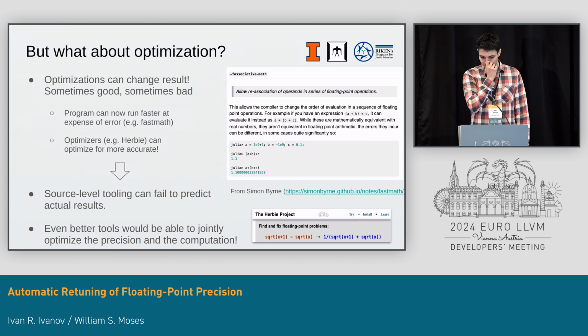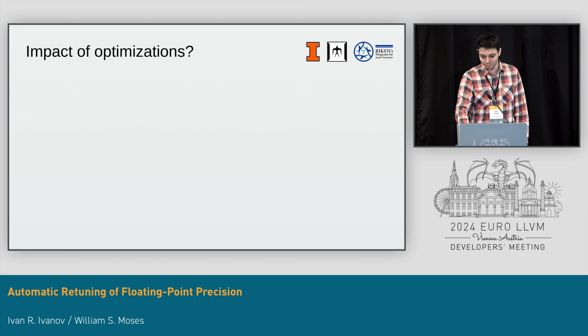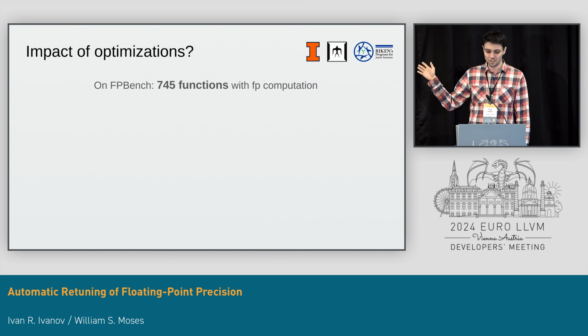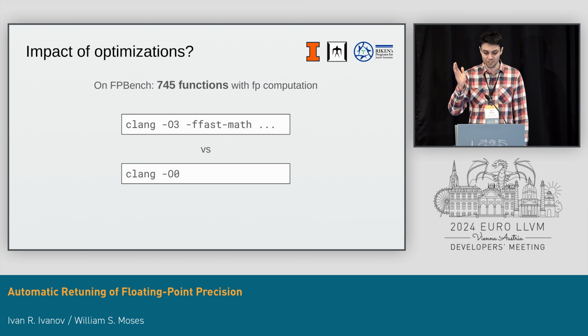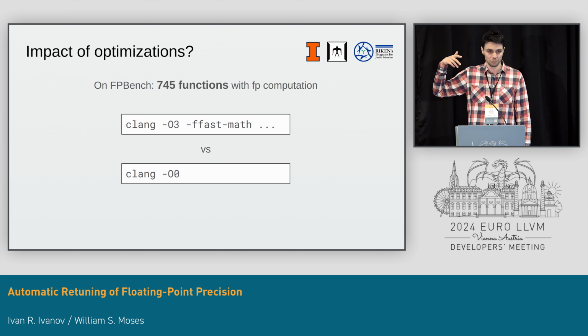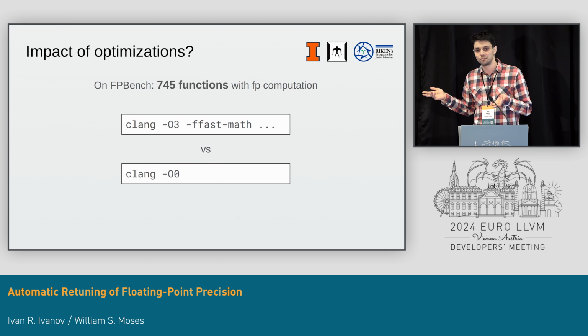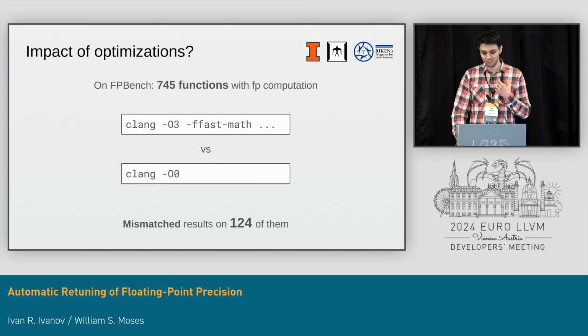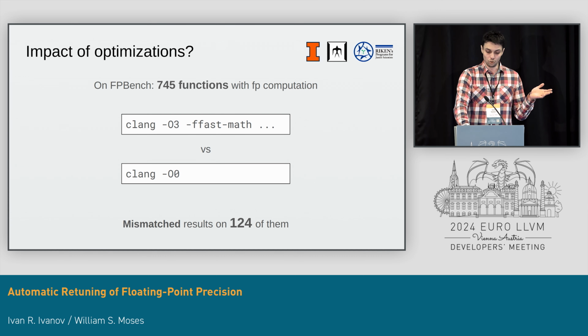For example, we tried FPBench, which contains 745 functions for floating point computation, and we ran it with Clang O3 and FastMath versus O0, which is what you would get if you have opaque structs. And we find that for 124 of them, we get mismatched results. So that's a problem if you want to explore options with regards to precision.